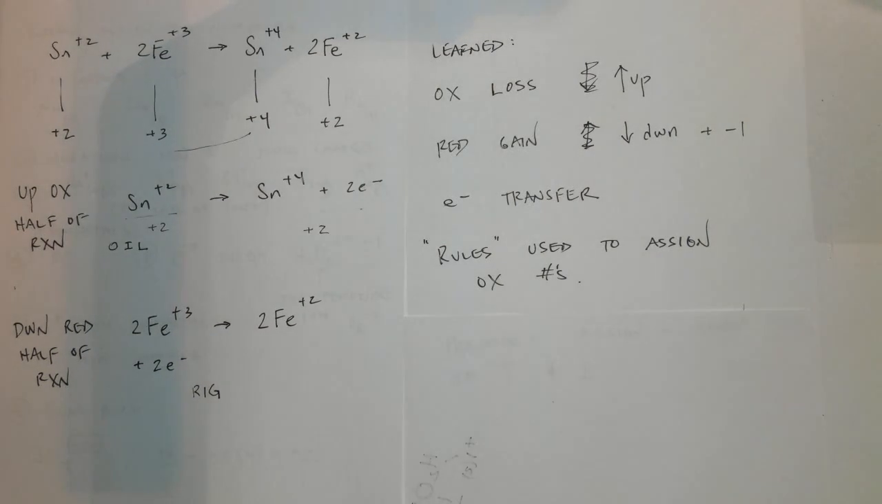And there are rules used to assign oxidation numbers. You need to memorize those rules and apply them. And now it's your job to practice, assign, and then identify which thing went up in charge, and which thing was oxidized, and which thing went down in charge, and which thing was reduced.